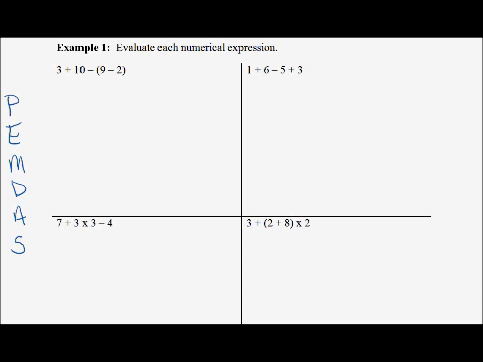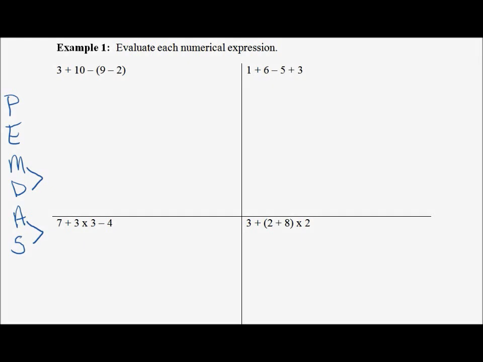The P stood for the parentheses, any grouping symbols. You want to do that first. E stood for evaluating exponents. The M and the D was for multiplication and division from left to right. And the A and the S was for addition and subtraction. You would evaluate addition and subtraction from left to right. That's the actual order that you would go in.